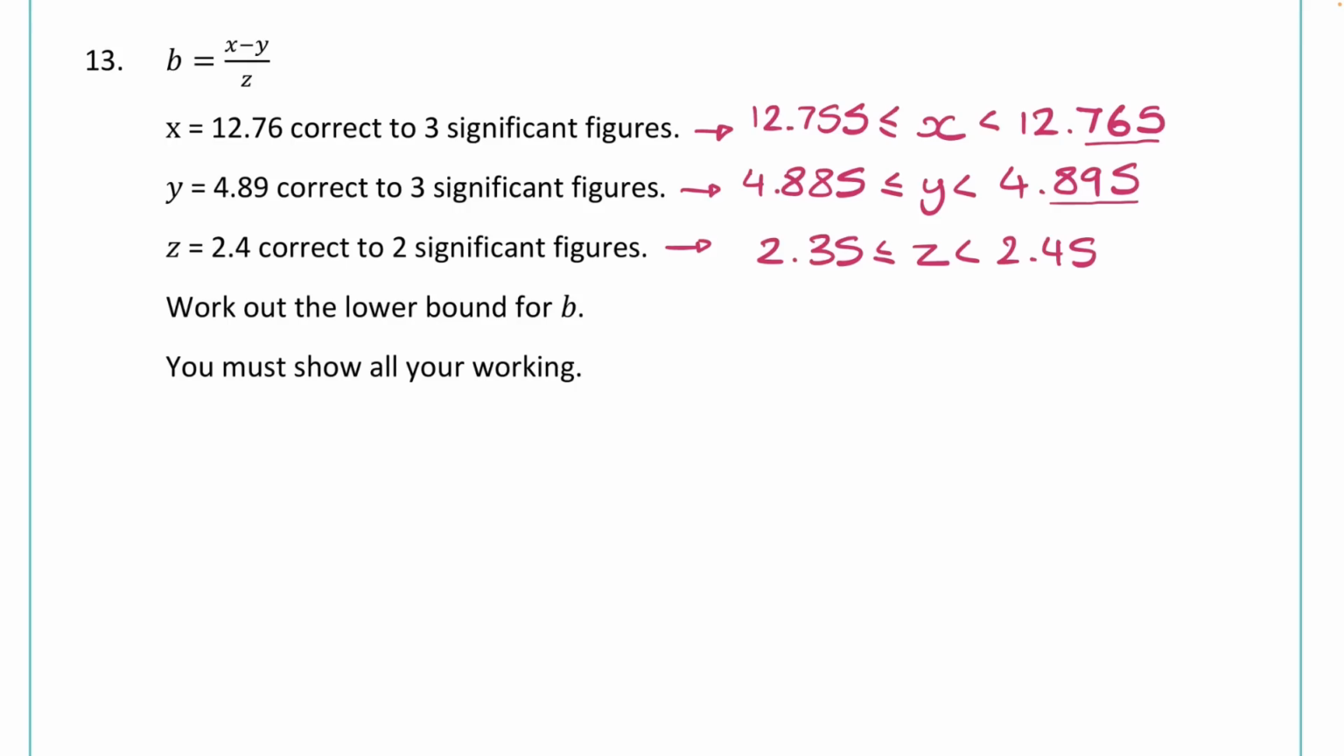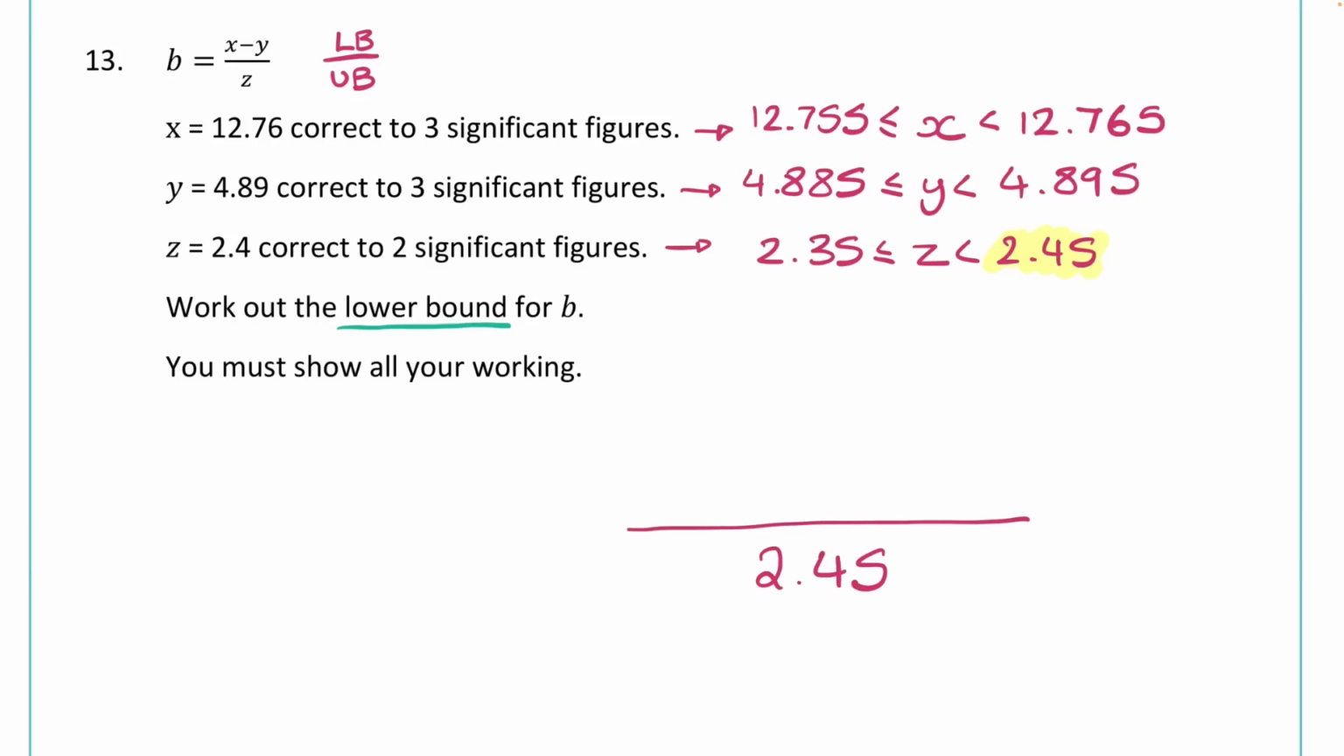This question wants me to get the lower bound, which means it wants me to create the smallest possible answer. Now to get the smallest possible answer with a fraction, we want the smallest number on the top and we want to divide by the biggest possible number. Now that means on your denominator here, we want the biggest possible z, which is going to be the 2.45. So we definitely want 2.45 on the bottom.